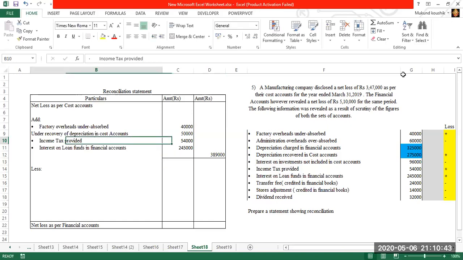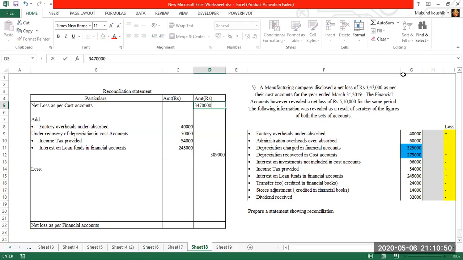Now we have to start with net loss as per cost account. Net loss as per cost account is given as 3,47,000. So 3,47,000 we have to add this one. 3,47,000 plus 3,89,000. So it will be 7,36,000.